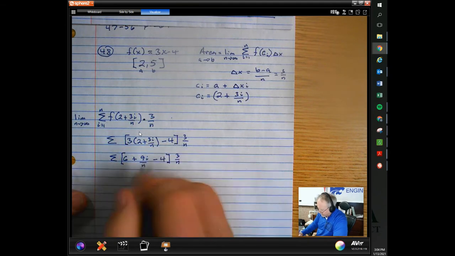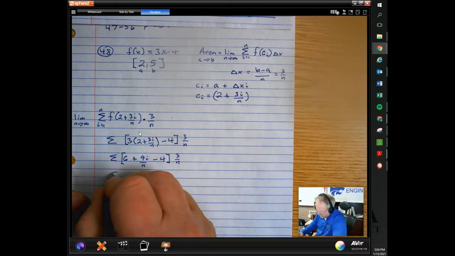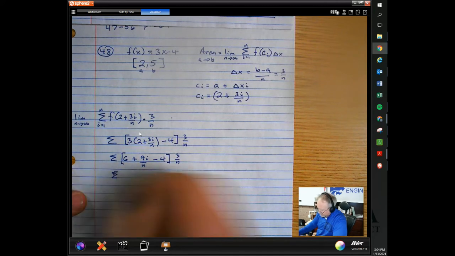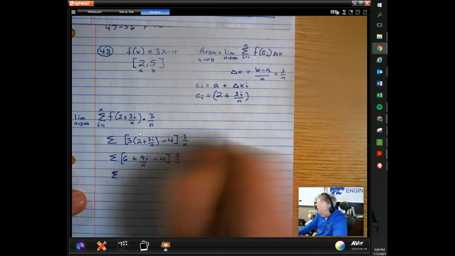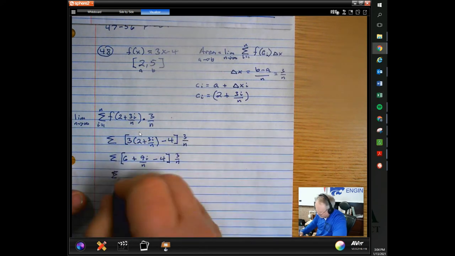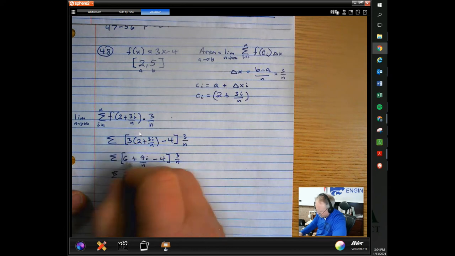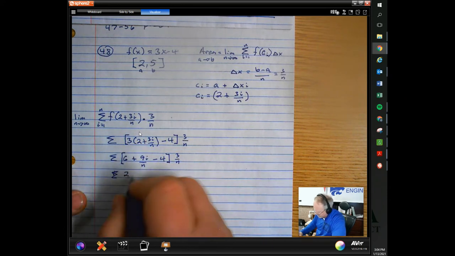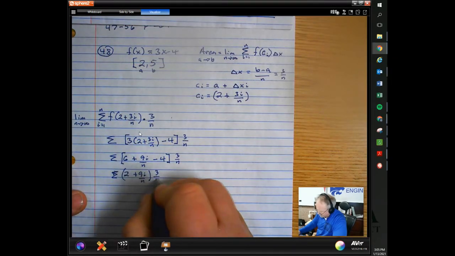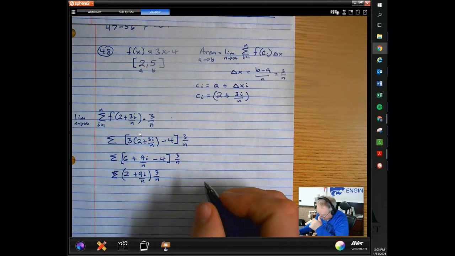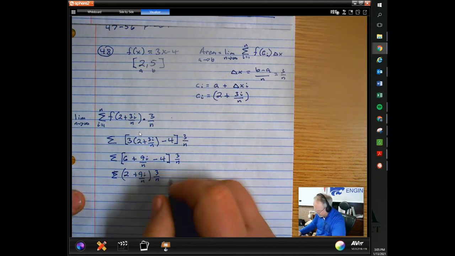I'm going to combine like terms here, so I get 2. So again, I'm going to rewrite. You could do this in one step, but I want to make sure we're seeing what we're doing. You can just do all the algebra over here, the simplification. So I get 2, not really algebra, just simplifying, plus 9i over n times 3 over n. And now I'm just going to split this up.